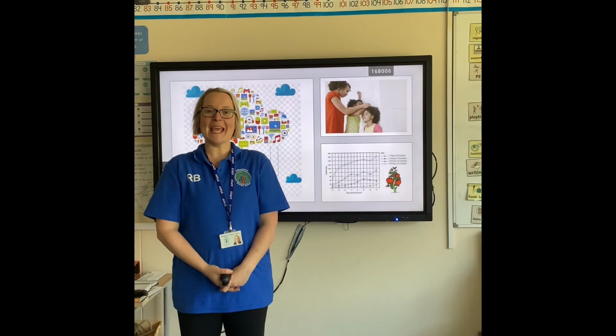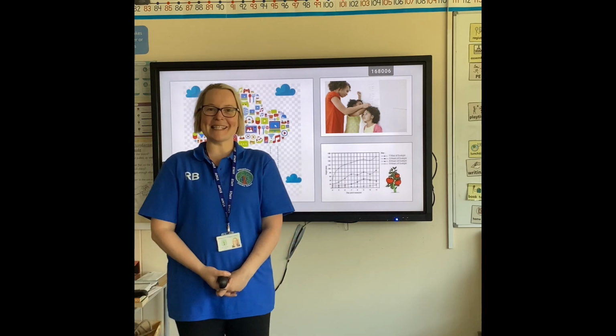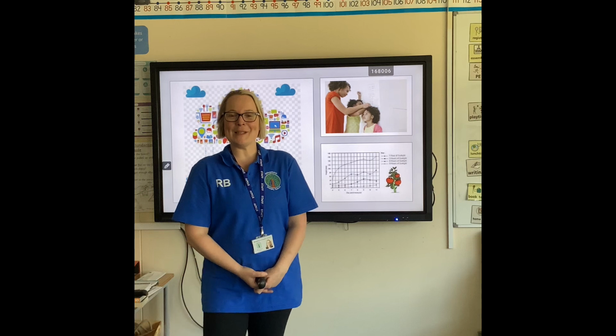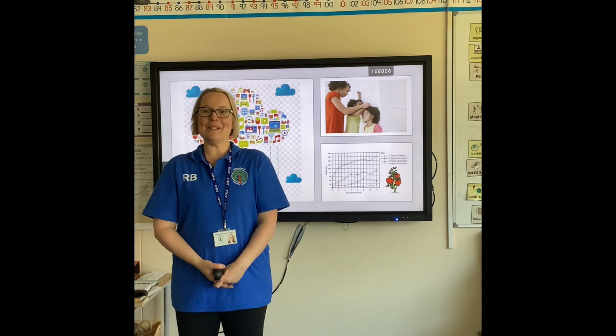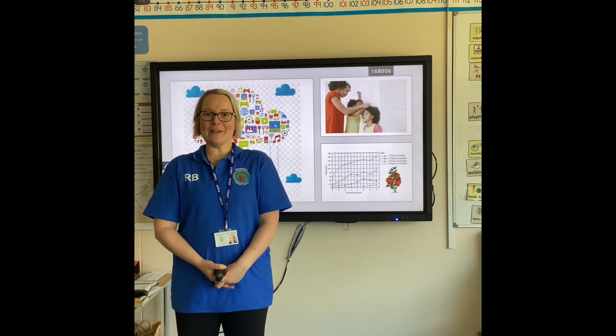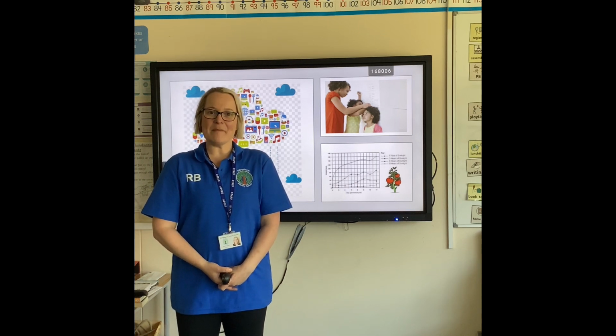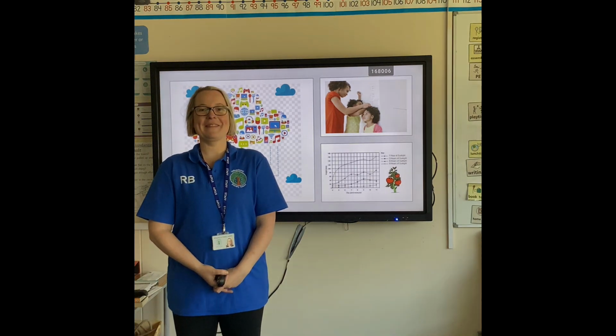In computing, we will be looking at our skills using Excel spreadsheets. We will be using this to link to our science topic and looking at the gestation periods of mammals. We will be looking at our data and then producing line graphs to show changes over time.